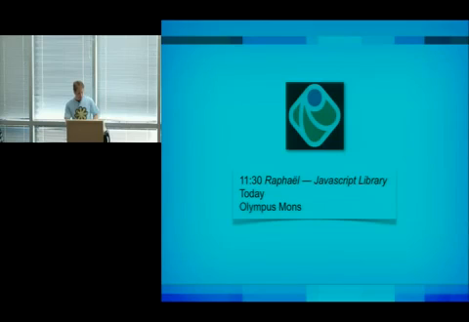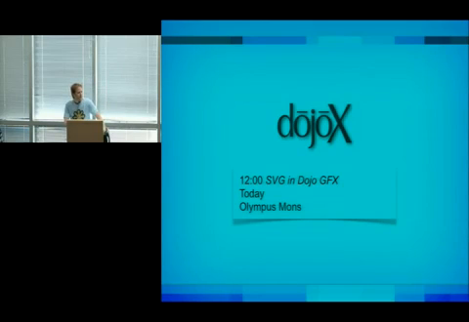Make sure to catch that. Dojo X, doing some very cool work. They have different pluggable backends, so you can have different kinds of renderers, and it integrates with the rest of the Dojo infrastructure. So you get data abstraction. You can do some really cool stuff. Again, 12 o'clock today in this room.